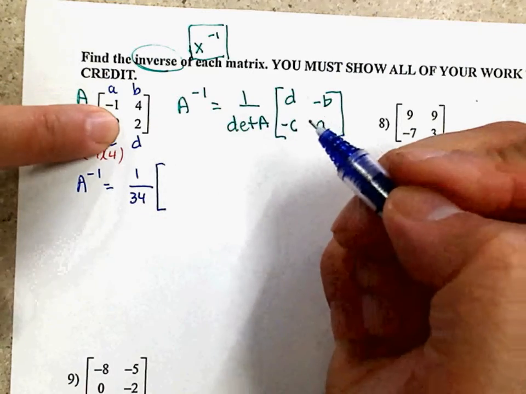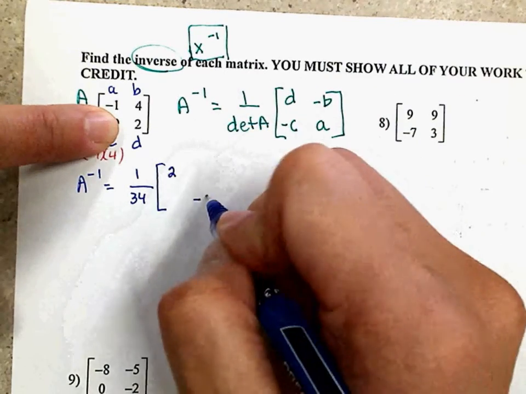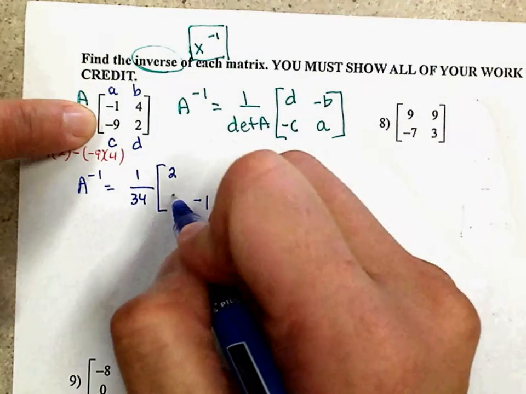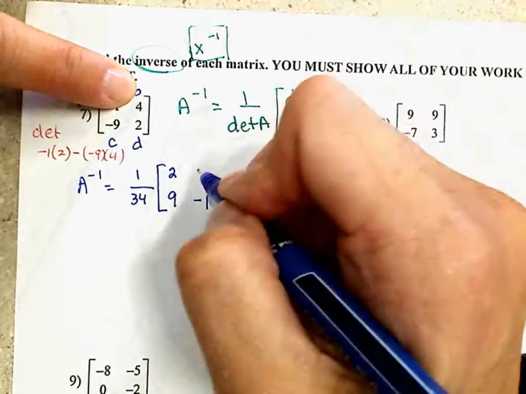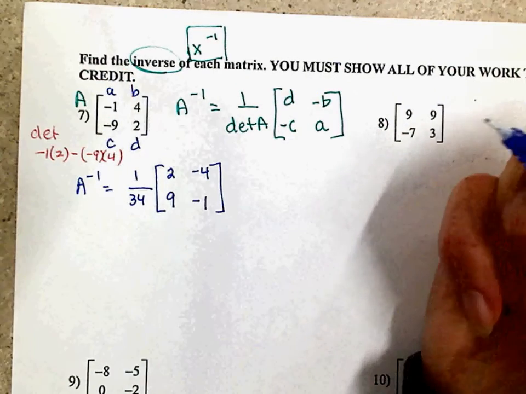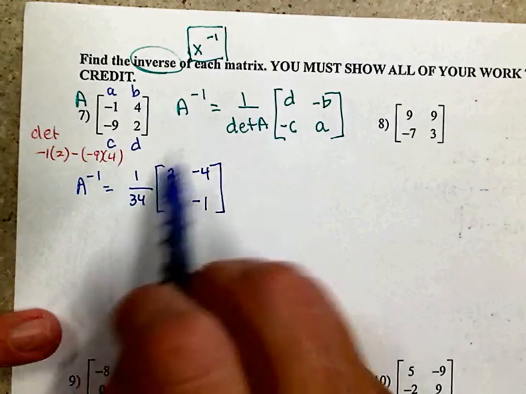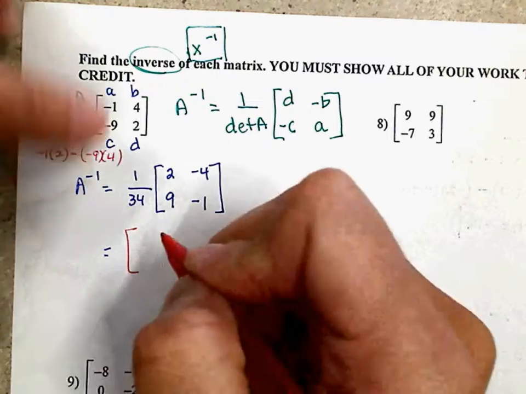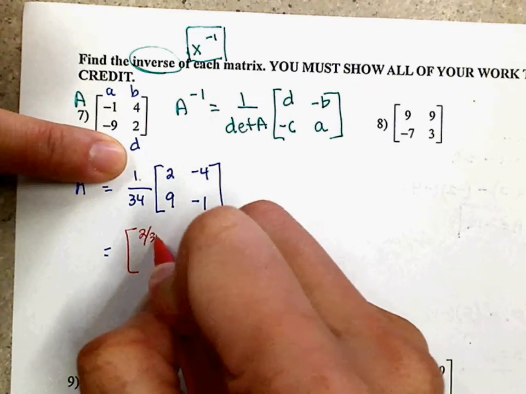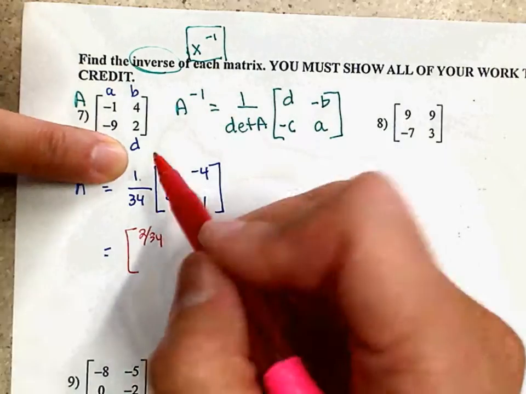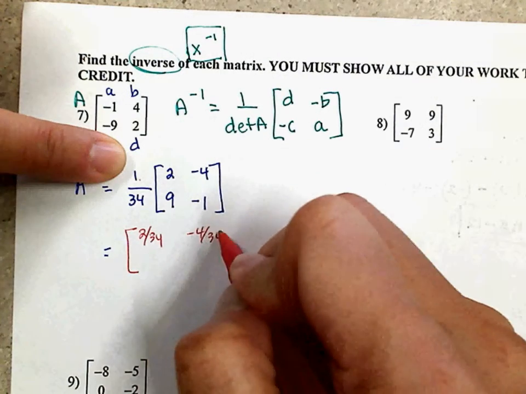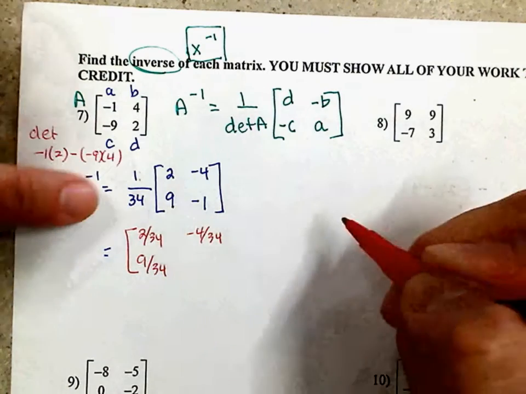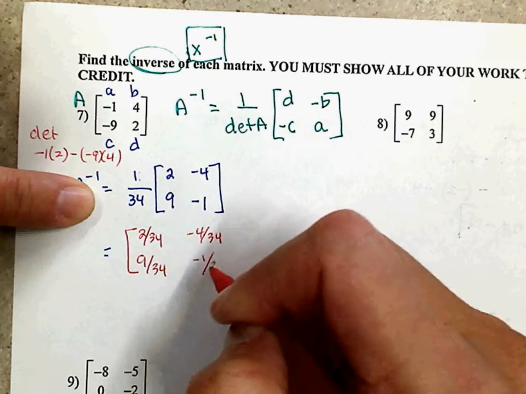Switch your A and your D. So 2 goes here, -1 goes in the bottom right. Negate, that means take the opposite. Opposite of -9 is +9. Opposite of +4 is -4. Okay. Now this is like a scalar. So you're going to multiply this part. 1 times 2 is 2 over 34. 1 times -4 is -4 over 34. 1 times 9 is 9 over 34. 1 times -1 is -1 over 34.